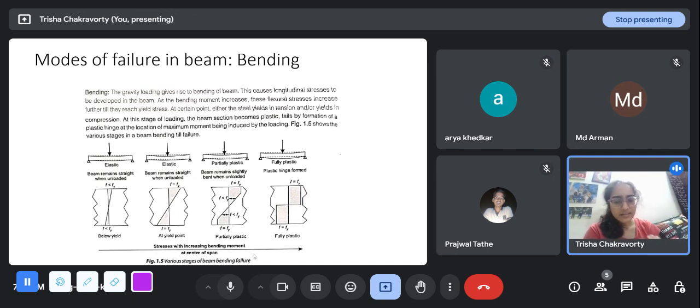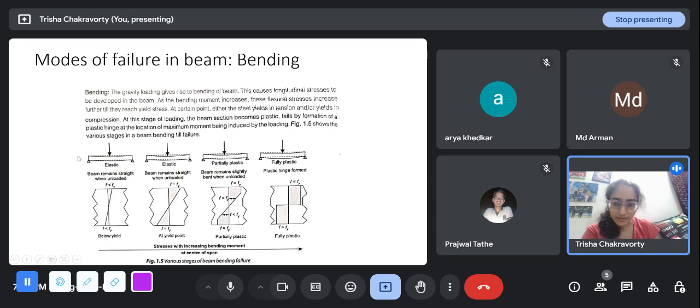Now in steel structures there are certain different kinds of failure modes. Bending is, of course, very intuitive and you have already learned. Gravity load gives rise to bending of a beam. What are the gravity loads? The dead loads and live loads, which act vertically downwards. Wind and earthquake loads act in a horizontal direction, so they are not included under gravity loads. The gravity loading gives rise to bending of the beam. It causes longitudinal stress to be developed in the beam.